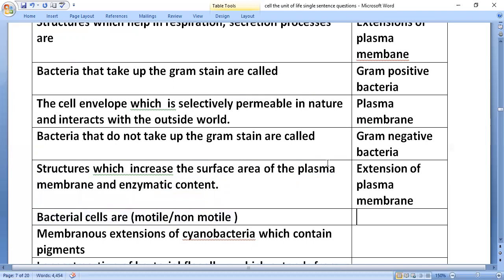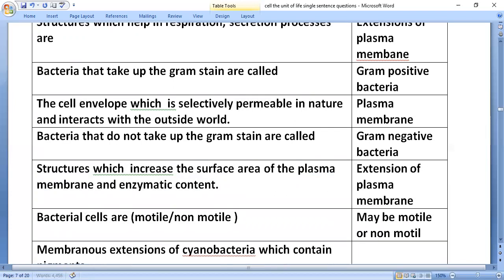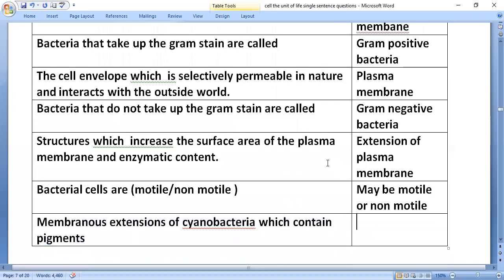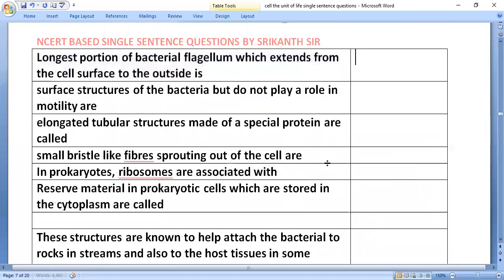Bacterial cells may be motile or non-motile. Membranous extensions of cyanobacteria which contain pigment are chromatophores. The longest portion of the bacterial flagellum, which extends from the cell surface to the outside, is the filament. Surface structures of bacteria that do not play a role in motility are pili and fimbriae. Pili are elongated tubular structures made of a special protein. Small bristle-like fibers sprouting out of the cell are called fimbriae.